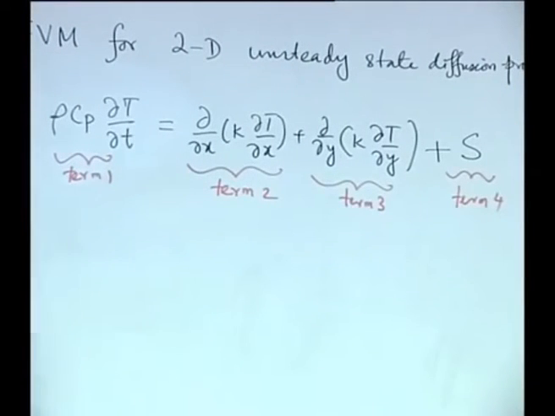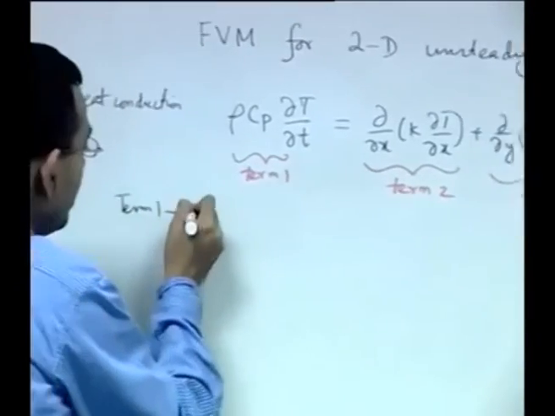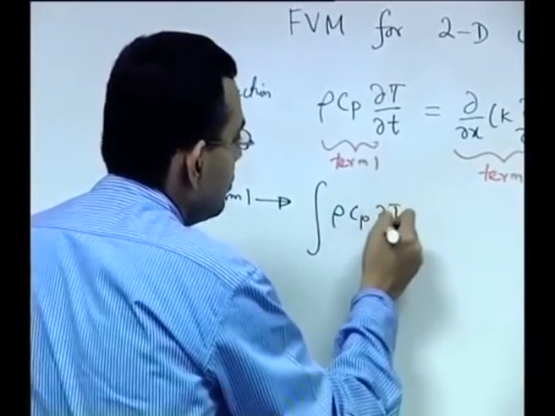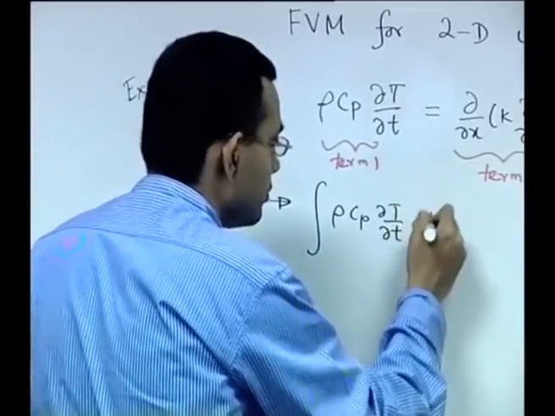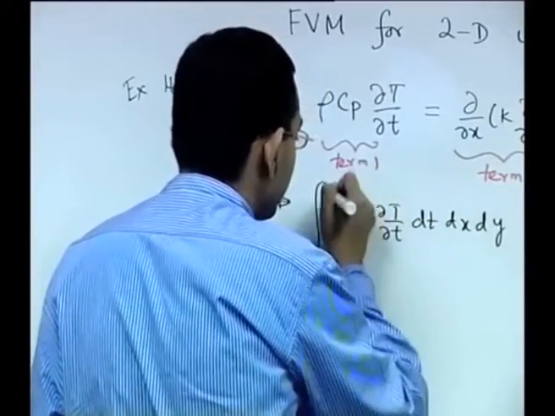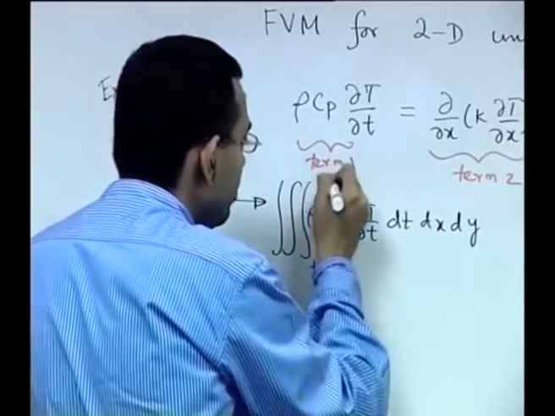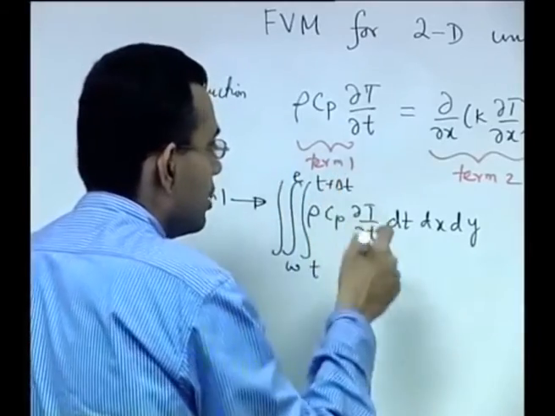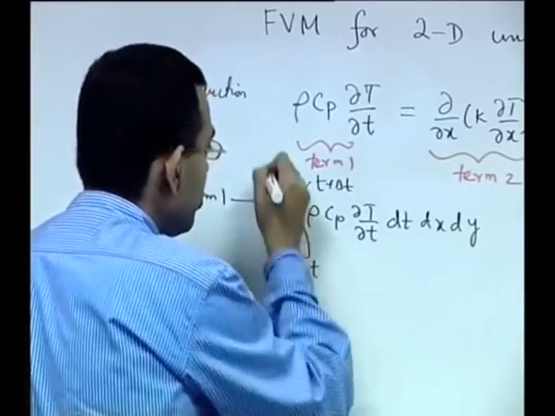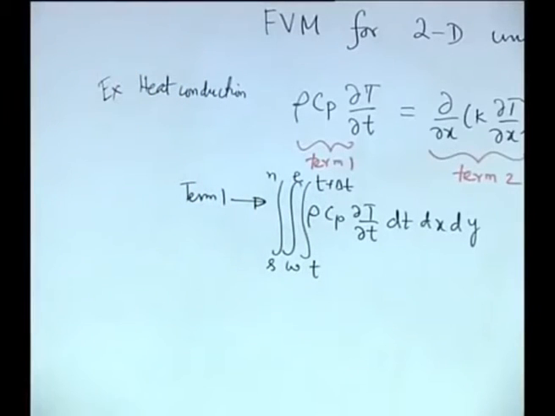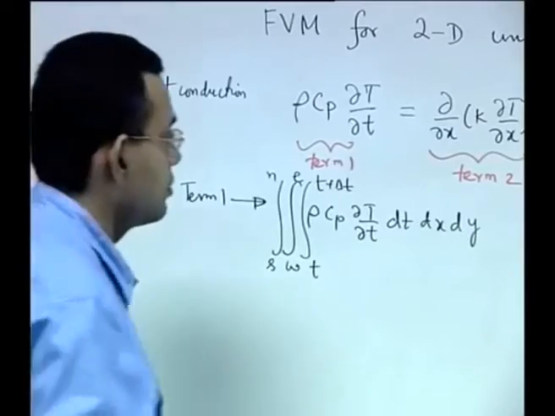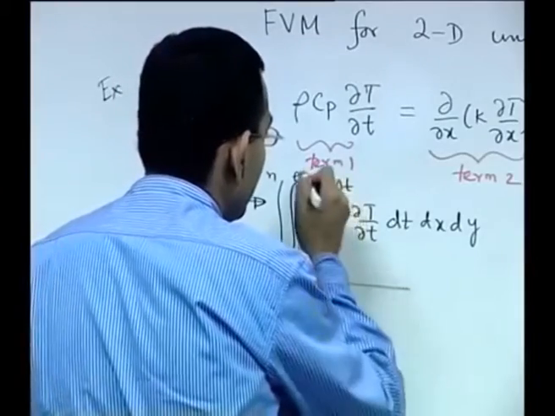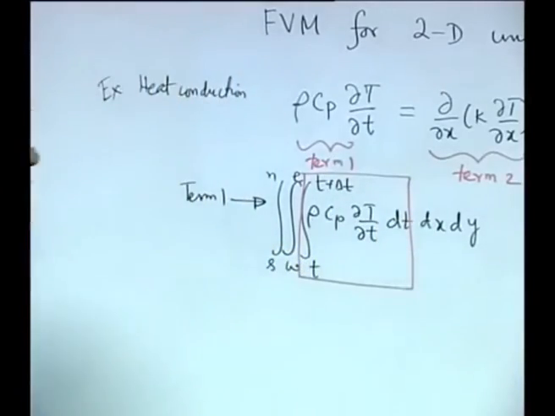So, for the term 1, what will it give? Integrate it with respect to time, x and y. So, from time t to t plus delta t, what is the limit of x? Small w to small e. What is the limit of y? Small s to small n. So let us do the integrals one by one. First we consider the time integral.